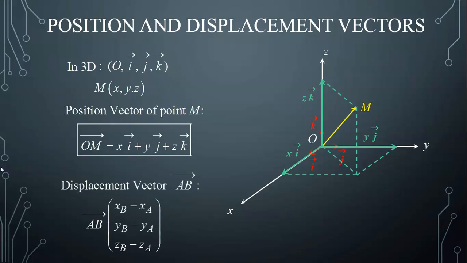And regarding displacement vectors, any displacement vector between 2 points, let's say A and B, would be defined similarly by the components x of B minus x of A, y of B minus y of A, and z of B minus z of A along each of the unit vectors.